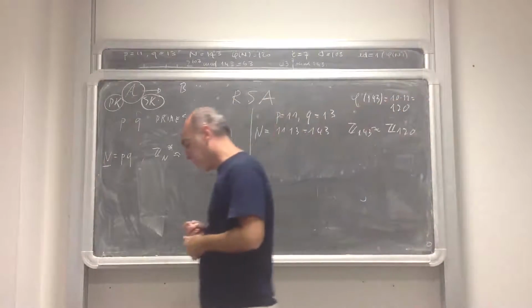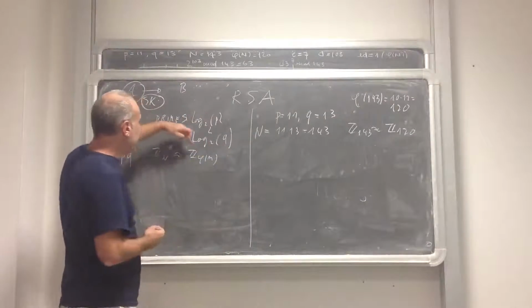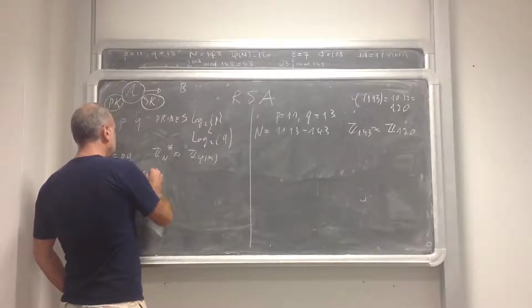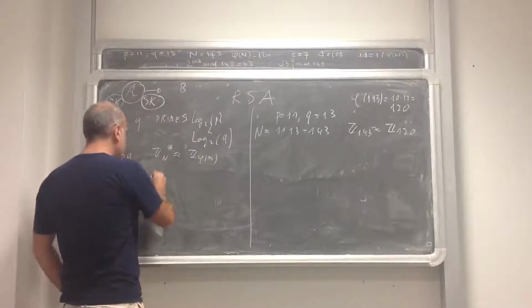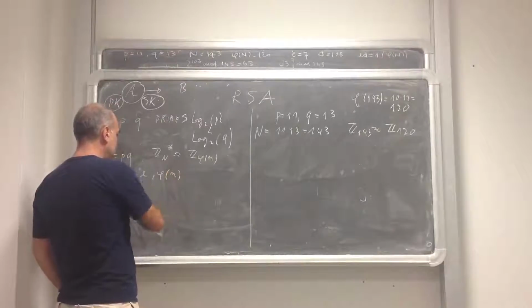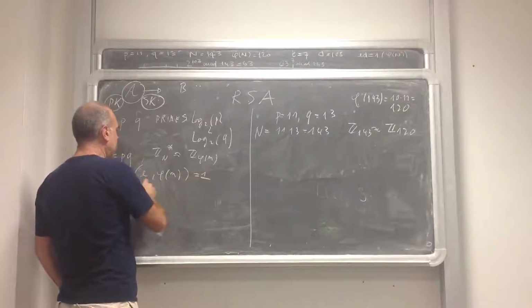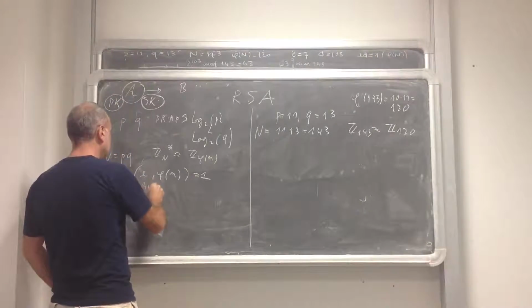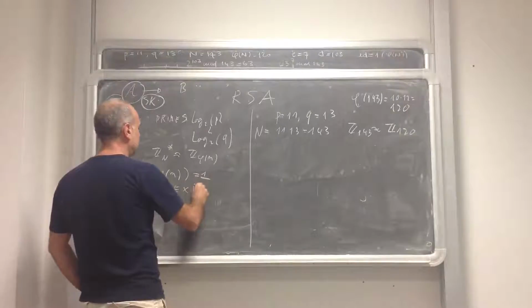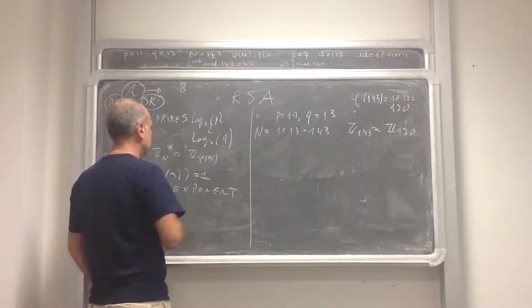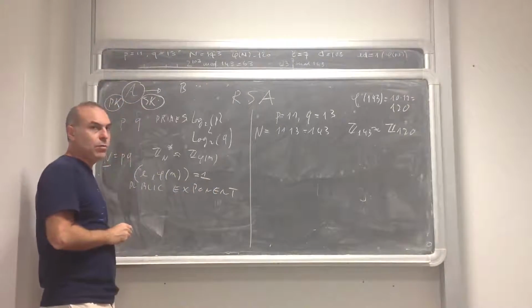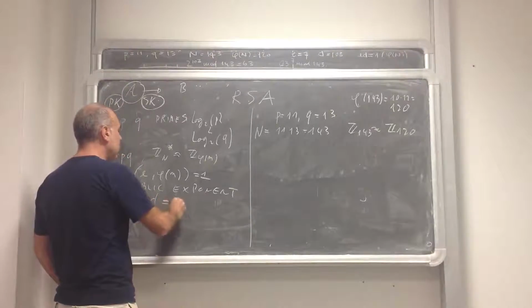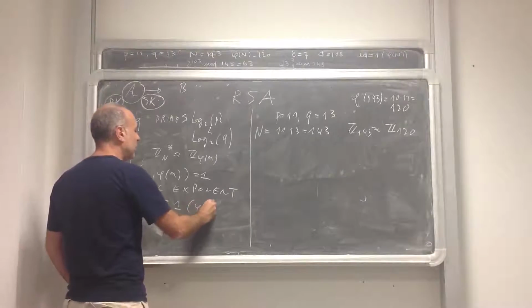Now what do we do here? Well, now we choose an element here. So we choose E, which is prime with phi of n. And this is called the public exponent. Then we need to find D such that E times D is congruent to 1 modulo phi of n.